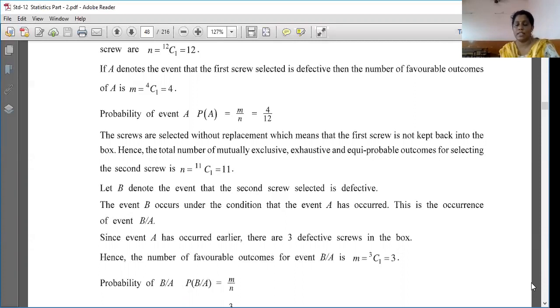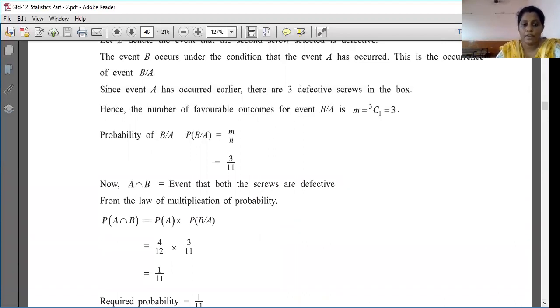Now the second thing: the second screw you are selecting is also defective. So 1 will be reduced from 12 and also from 4. So n will be 11C1, that is 11, and m will be 3C1, that is 3. So your P of B will be m upon n, that is 3 upon 11. Okay.